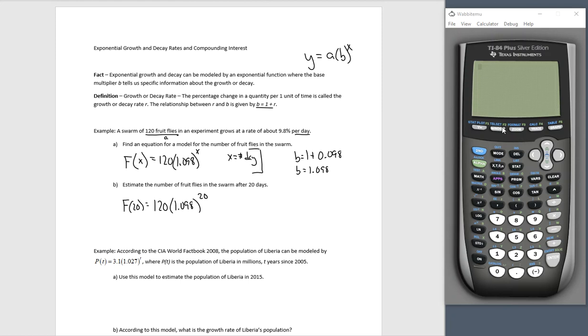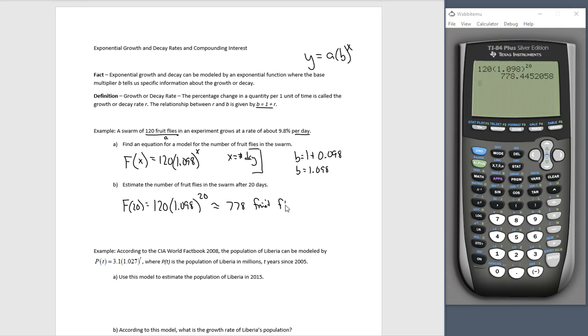We'll go over here to the calculator and let the calculator do the work. I'm going to put it in exactly as I see it: 120, parentheses, 1.098, close the parentheses, raise it to those 20 days. It looks like we will have approximately 778 fruit flies.